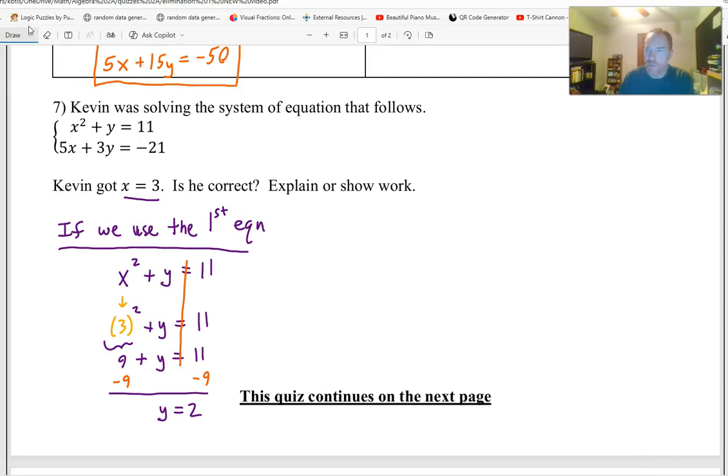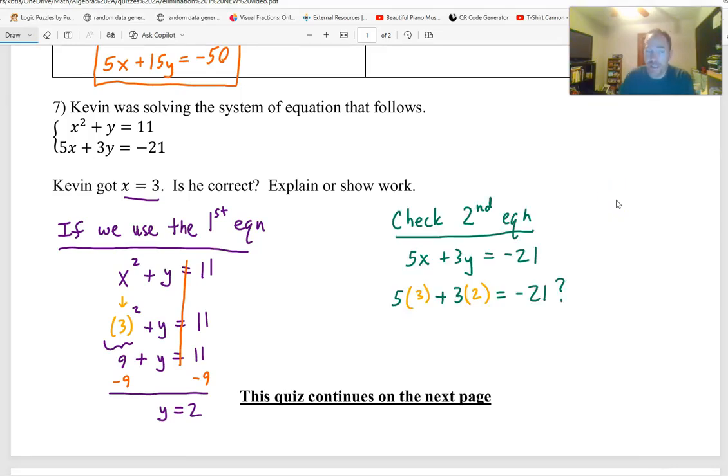Well, I need to now check whether the x value of 3 and the y value of 2 work in the second equation. So let me check that out. Checking the second equation, since I used the first equation to get the y value: 5x plus 3y equals negative 21. Well, we have an x value of 3. We figured out a y value of 2 based on the first equation. Does this work? Is this true?